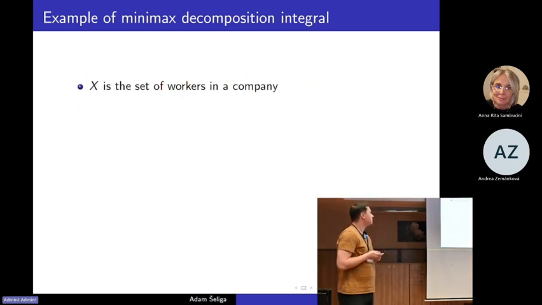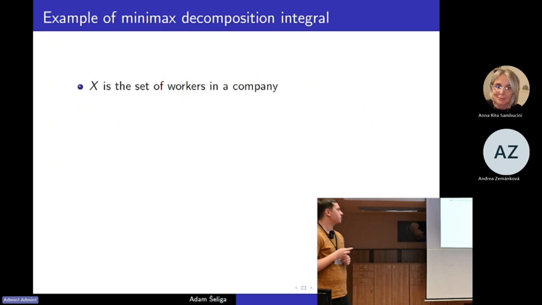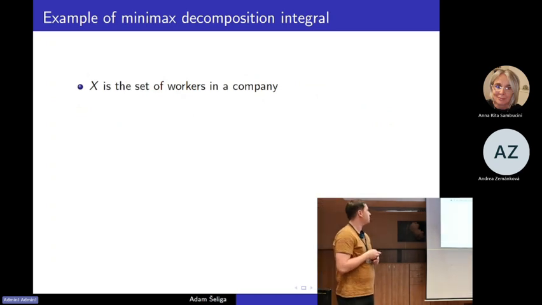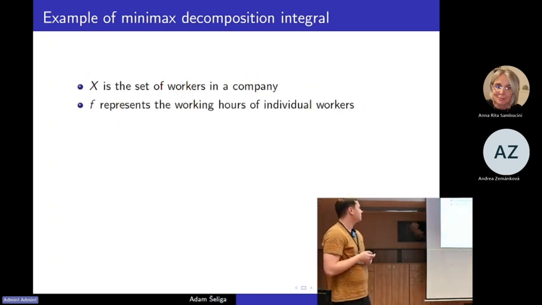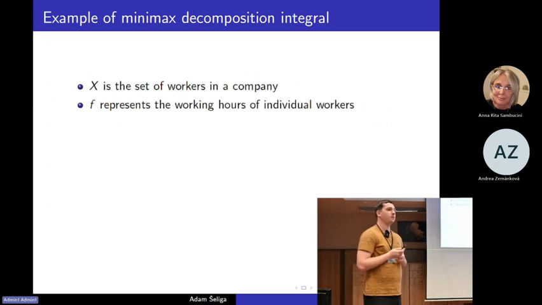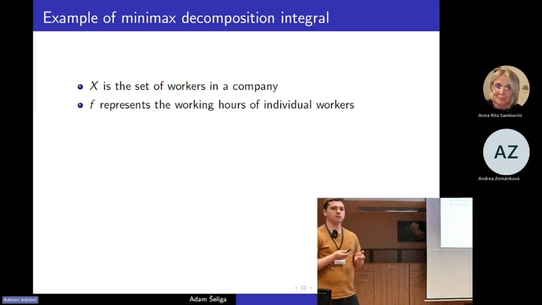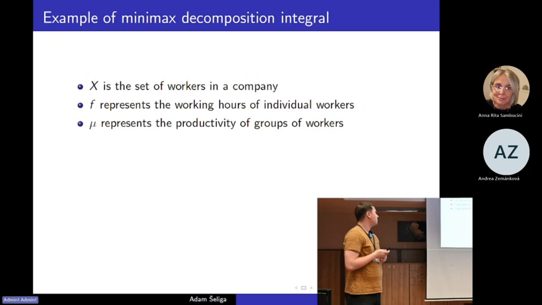An example. If we have, for example, a set of workers, which is our space X, the function f can represent, for example, the working hours of individual workers. The monotone measure represents the productivity.